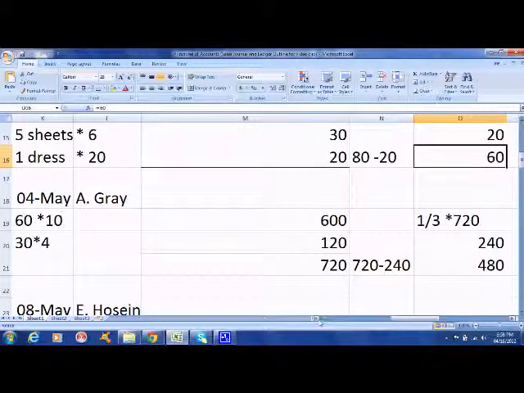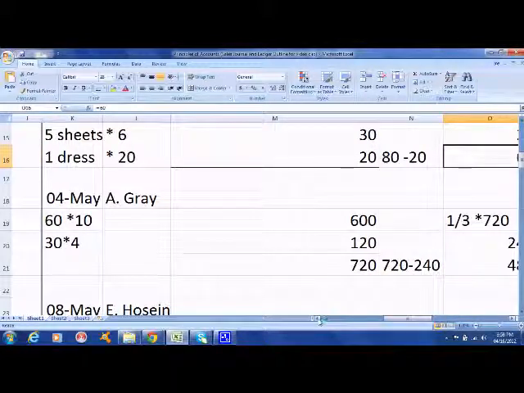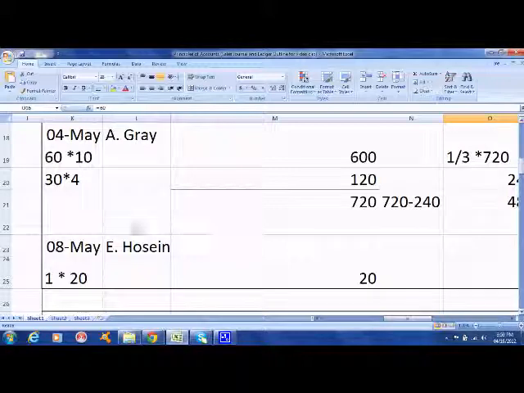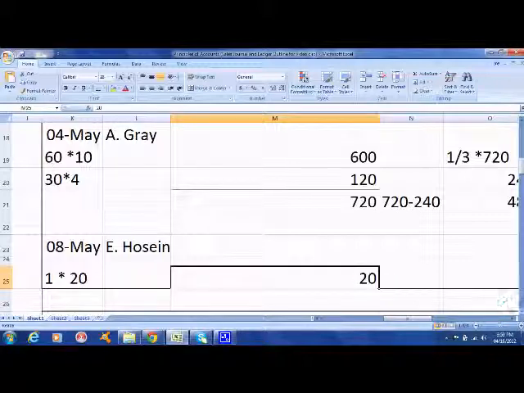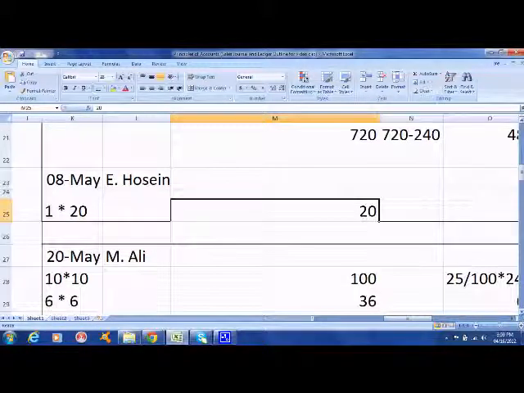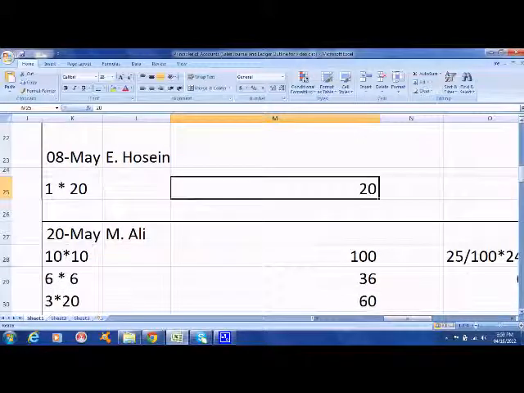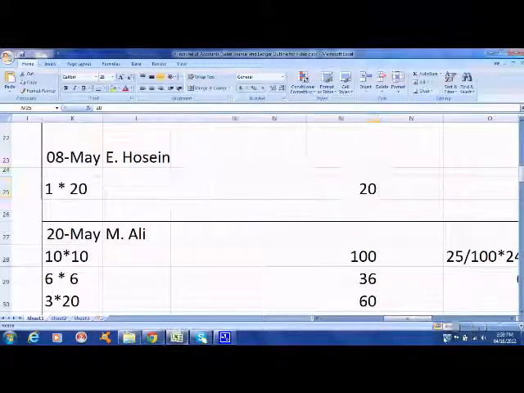Alright. The next question says, on May 8, to E. Hussein, 1 High Road, Marbella, 1 dress length black silk, no trade discount. One dress length costs $20, right? So multiply 1 by 20, get 20. This time there is no trade discount, so therefore this 20 will go into your sales journal.